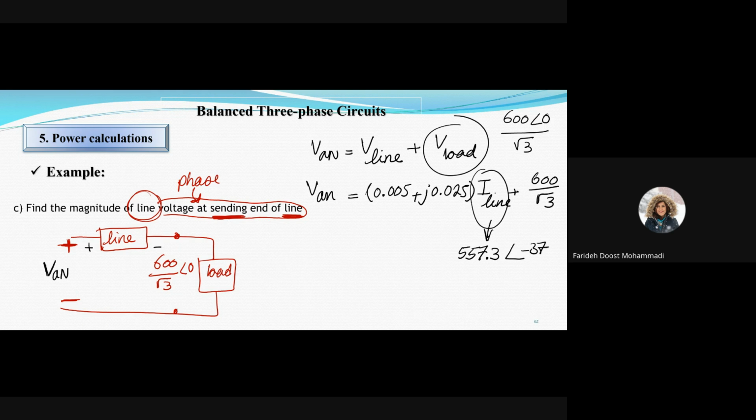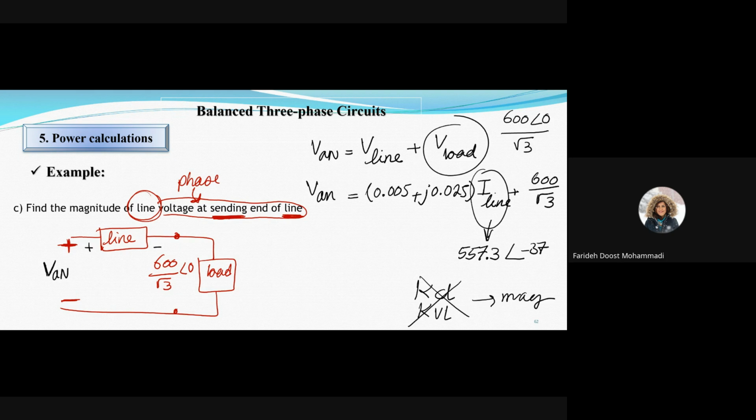Remember, this is a very important comment: KCL and KVL are not correct for magnitudes. You cannot add the magnitudes and say the magnitude of currents entering should equal the magnitude of the currents leaving. If you include the angles in the form of vectors, KVL and KCL will still be correct in our three-phase circuit or one-phase circuit.